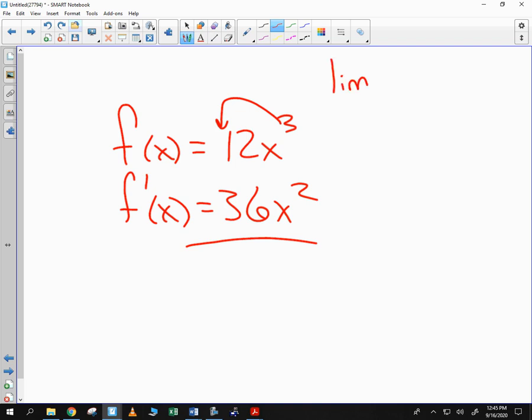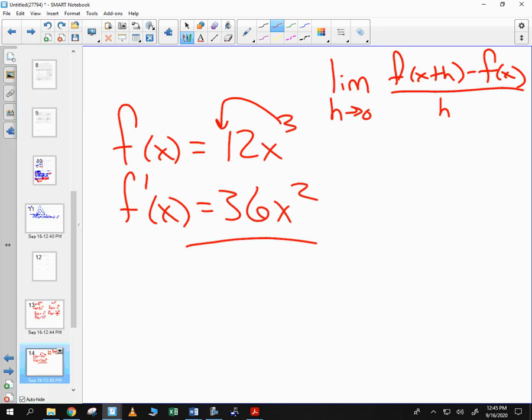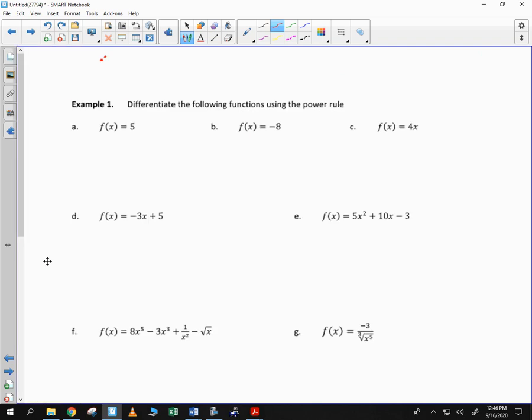The formal definition, which is the limit as h goes to 0 of f of x plus h minus f of x over h, we don't really need to use that much anymore. So let's try some examples here. Differentiate the following functions using the power rule. So f of x is equal to 5. You know the derivative of a constant is 0.